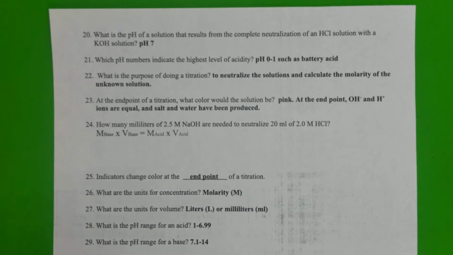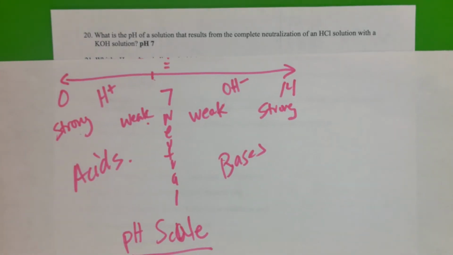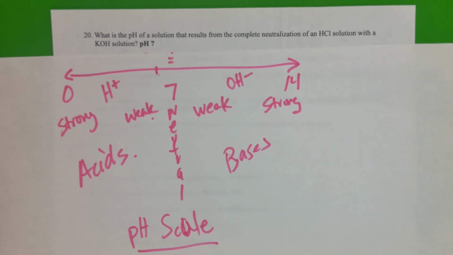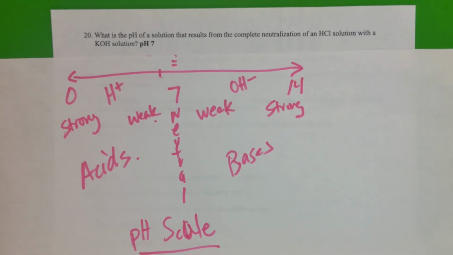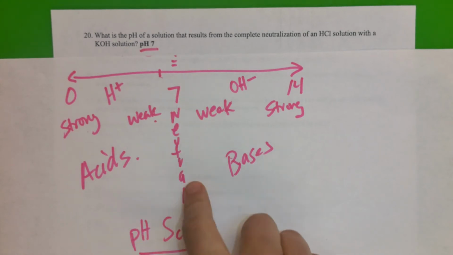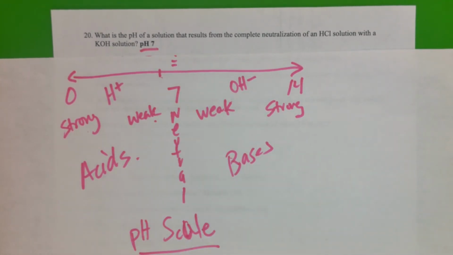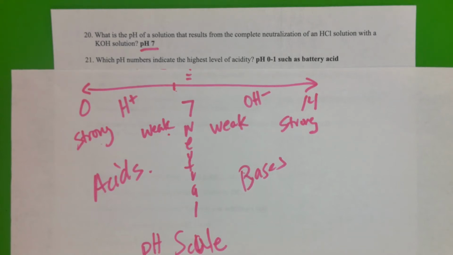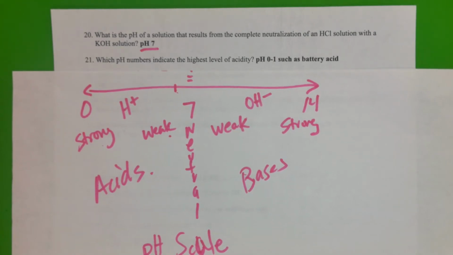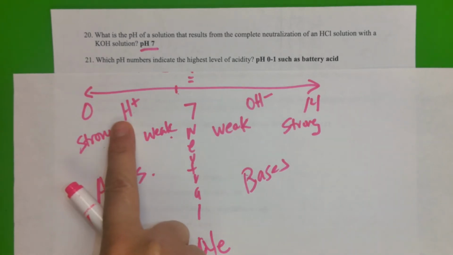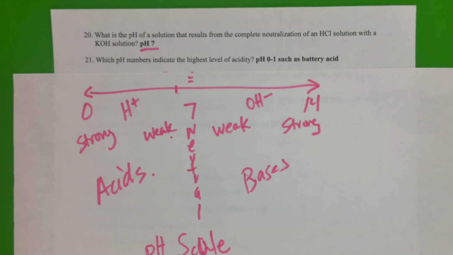What is the pH of a solution that results from the complete neutralization of hydrochloric acid with potassium hydroxide? It's going to be 7. Neutralization will be a pH of 7. Okay, which pH number indicates the highest level of acidity? This is just an example, but it would be around 0 to 1. An example would be battery acid or stomach acid.